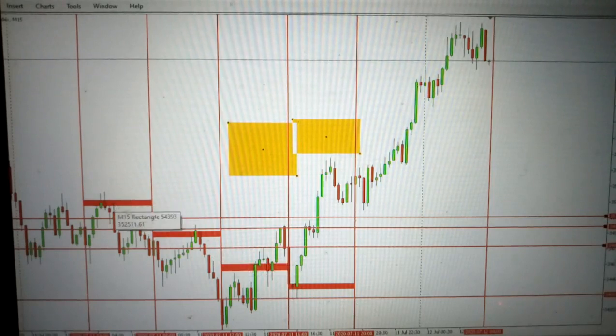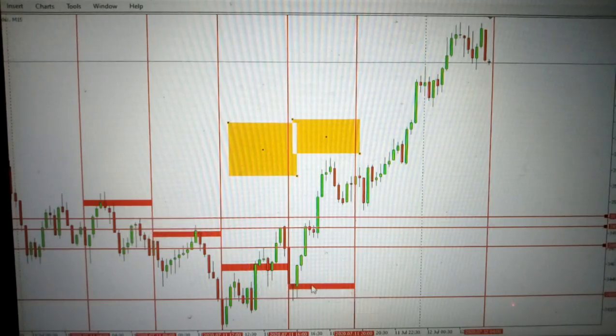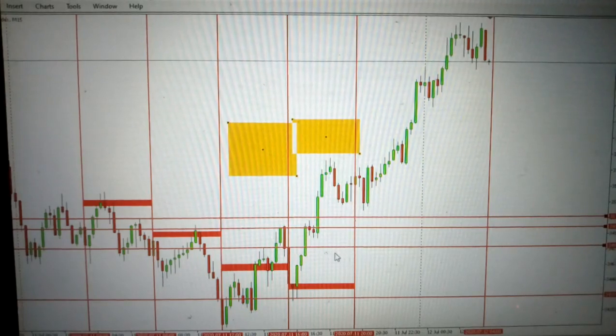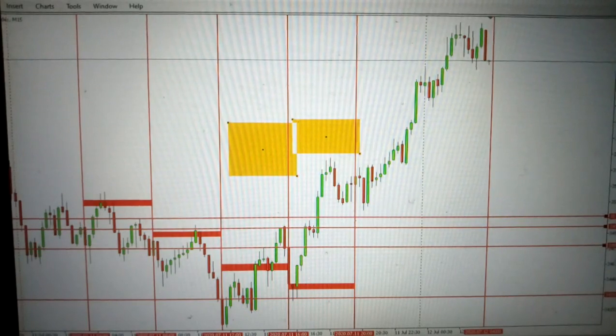Price descended from here to this point. Now I'm having a support, so I expect price to ascend, to start to rise. So the next thing is to continue to map out my supports. I should be having supports going forward.